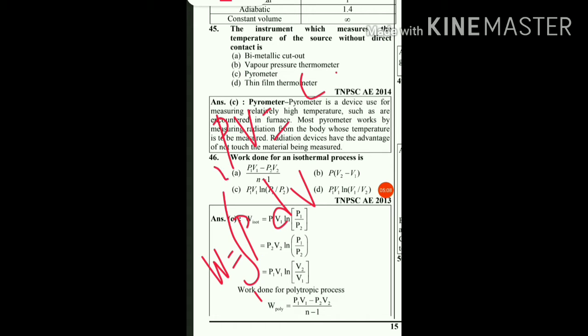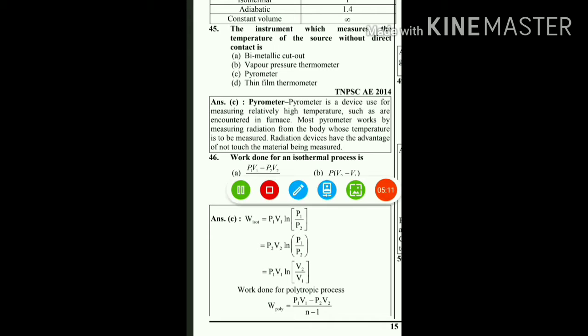Then the work done for an isothermal process. For an isothermal process, the law will be PV is equal to constant. If you solve the equation, work W is equal to the integral of P dV, and if you integrate from state 1 to 2, we will get the final answer, that is PV ln of V2 by V1, or PV ln of P1 by P2. In the options given, we have P1 V1 ln of P1 by P2 and P1 V1 ln of V1 by V2.